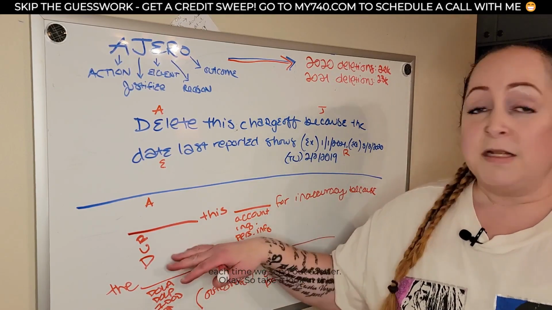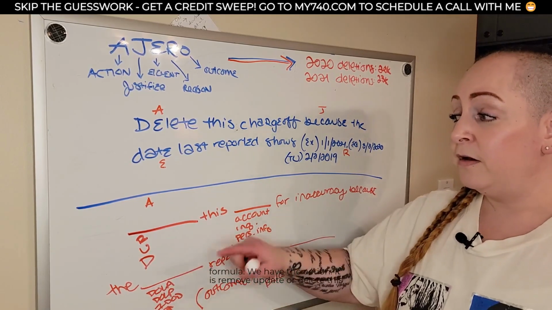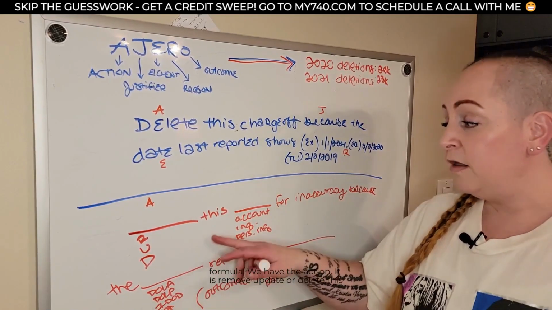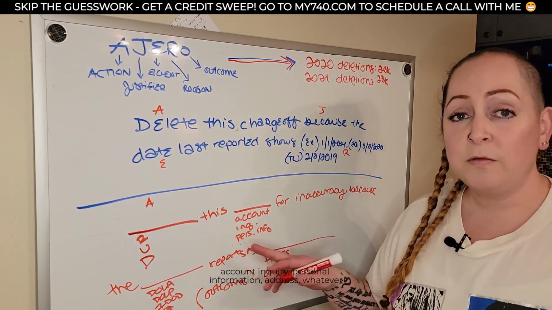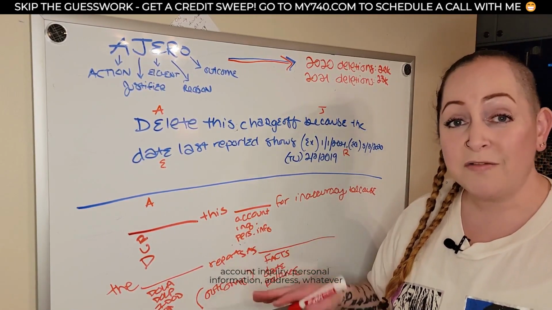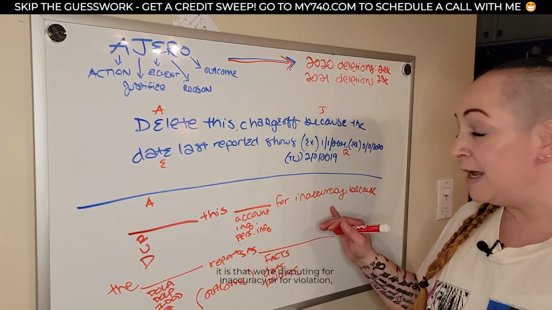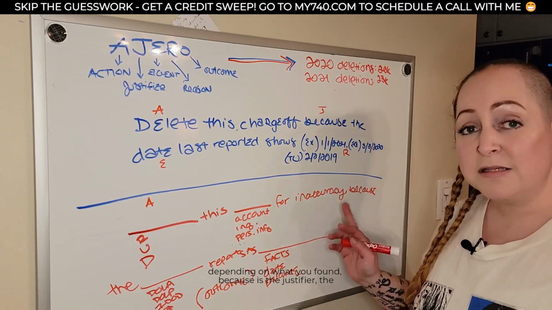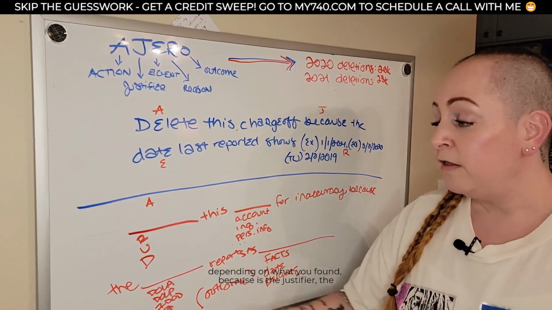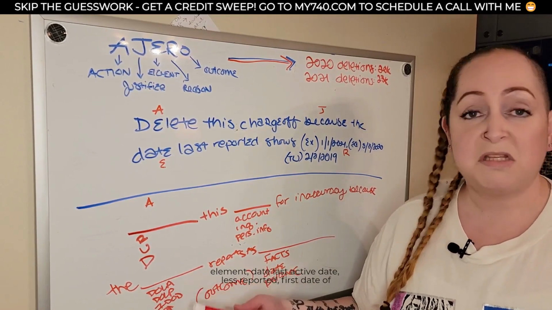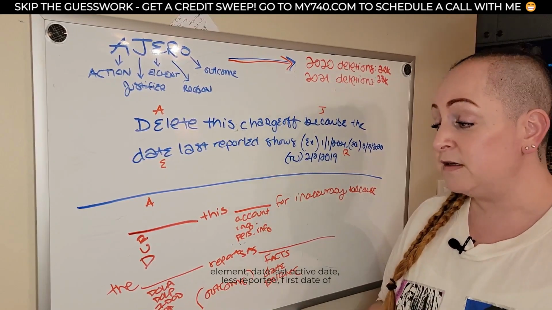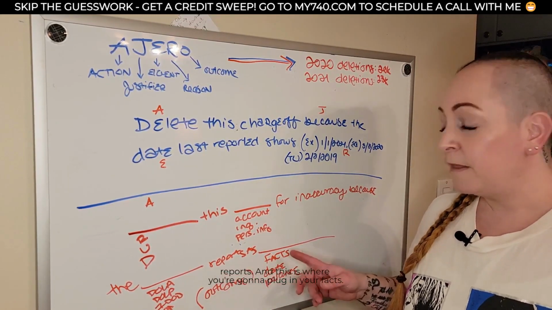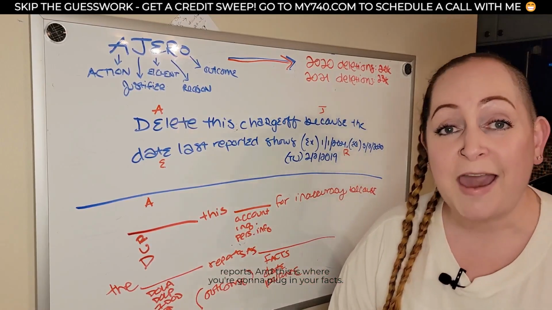So take a look at this formula. We have the action. It is remove, update, or delete this account, inquiry, personal information, address, whatever it is that we're disputing, for inaccuracy or for violation, depending on what you found, because is the justifier, the element, date last active, date last reported, first date of delinquency, missing notice of dispute, so on and so forth, reports, and this is where you're going to plug in your facts, okay?